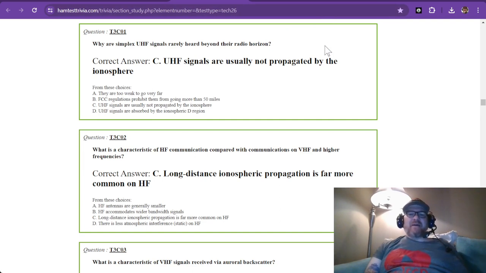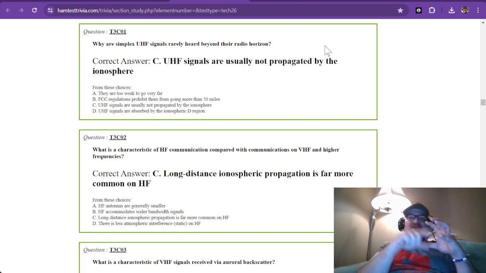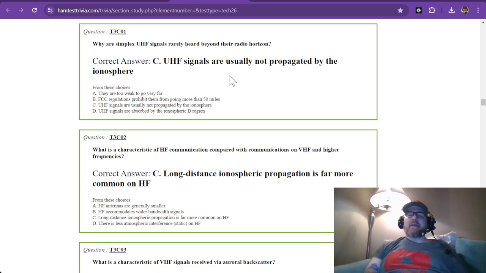And so the ionosphere is part of our Earth's protective layer, and sometimes with HF you can use that ionosphere and the charged ions up there to reflect signals back to Earth, and then of course you can bounce them back, and it's really neat and fascinating how we can talk to places sometimes and sometimes you can't. The answer to this one, though, UHF signals are usually not propagated by the ionosphere.